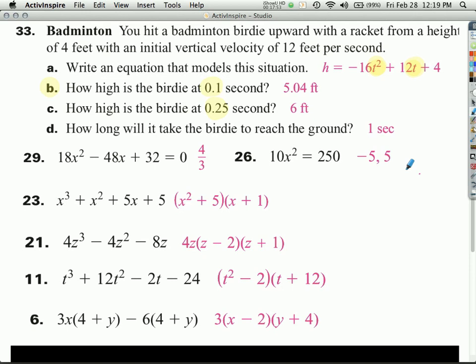What about part D? What were you supposed to do for part D? Edgar? Yeah, you were supposed to put 0 here and then solve the equation. Because now we're looking for the amount of time. How long will it take for the birdie to reach the ground? 1 second.